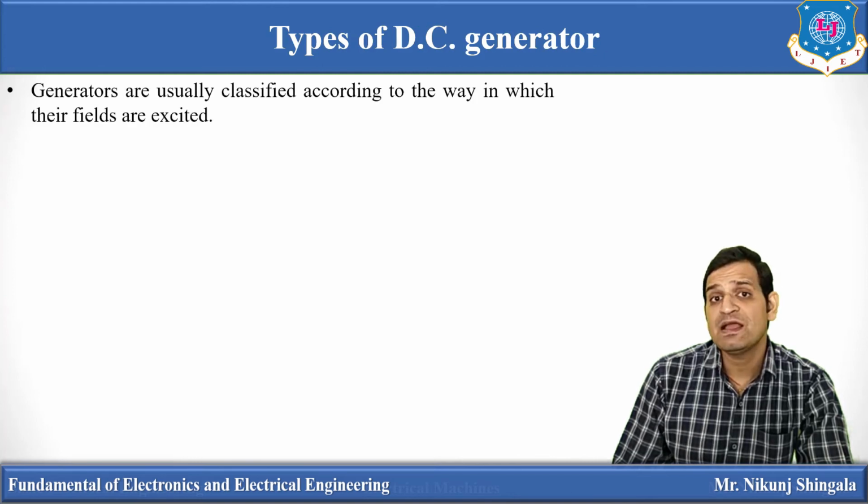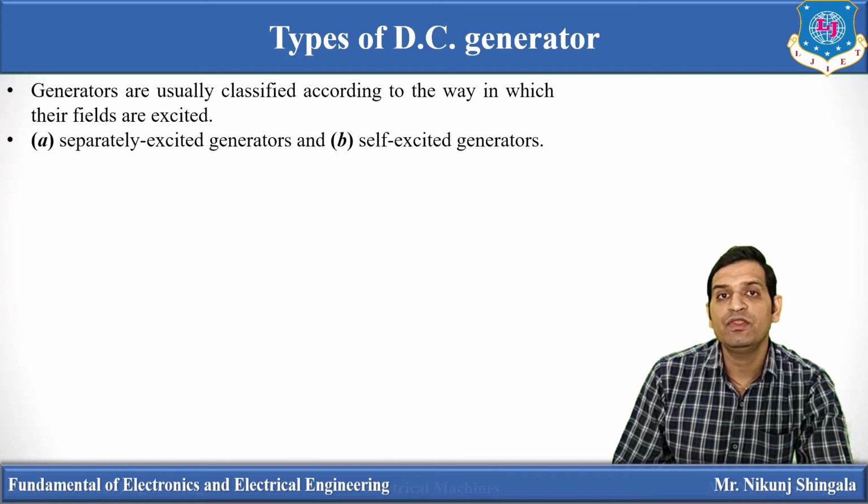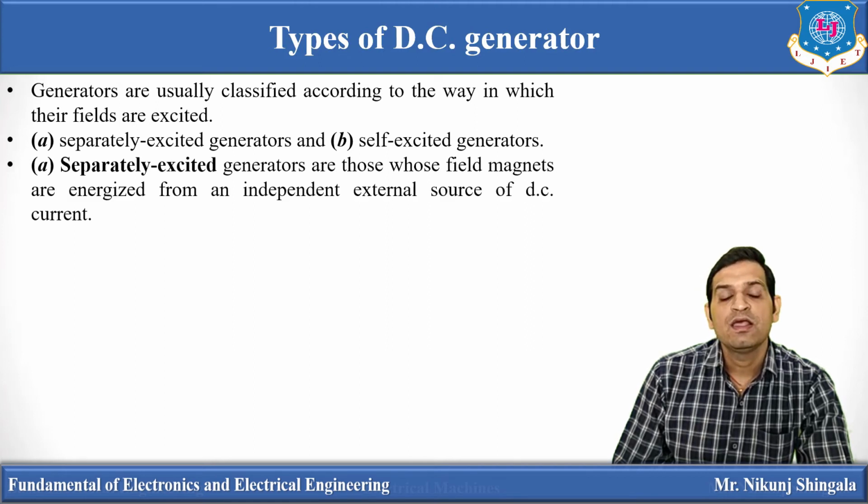So generators are basically classified according to the way in which the fields are excited. There are two fields, that is armature field and field winding. Based on that, it is classified into two parts: a separately excited generator and a self-excited generator. Separately excited generators are those whose field magnets are energized from an independent external source of DC current, and because of that torque can be independently varied.